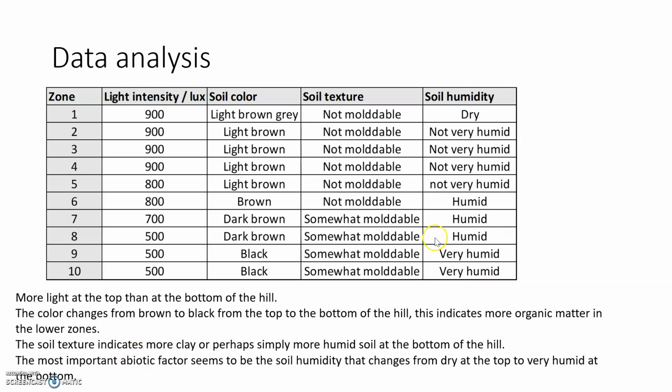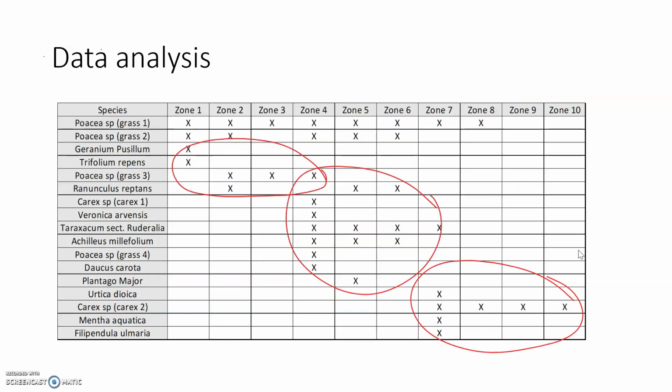And knowing about the different plant species found in the different zones, it seems that the most important abiotic factor, the most defining abiotic factor for the plant community, is the soil humidity, because it changes from being very dry at the top of the hill to being very humid at the bottom of the hill. So, written analysis for this one.